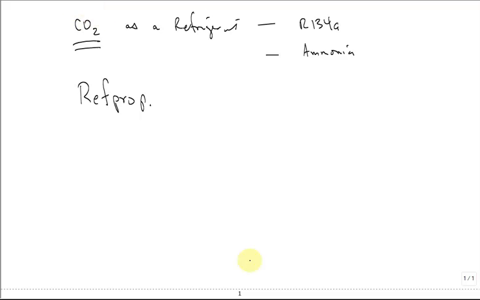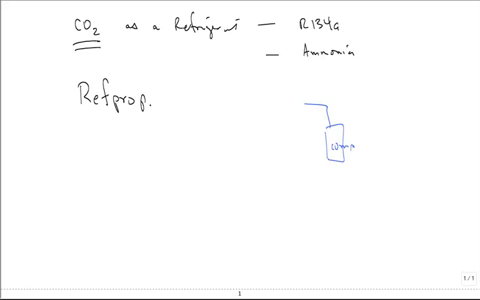Carbon dioxide as a refrigerant. What are our typical refrigerants? R134a, ammonia, but you'll see more of CO2 being considered as a refrigerant because these other refrigerants have environmental concerns. CO2, if it leaks out, it's okay. If you are going to use CO2 as a refrigerant, would you have a compressor?